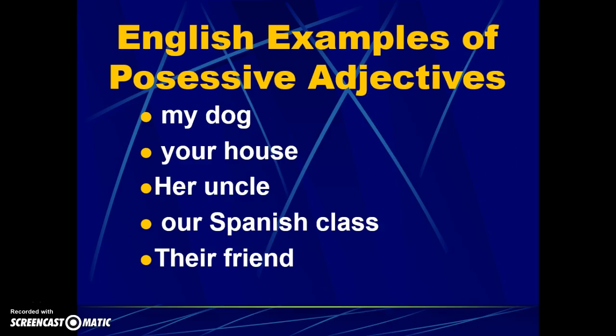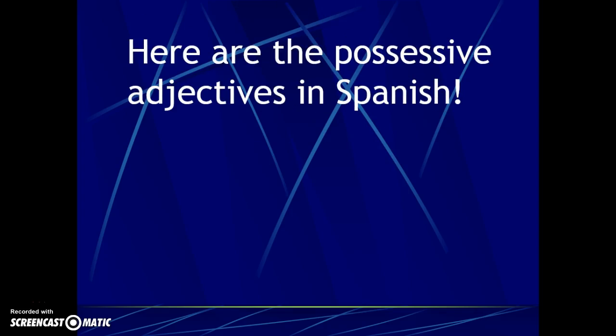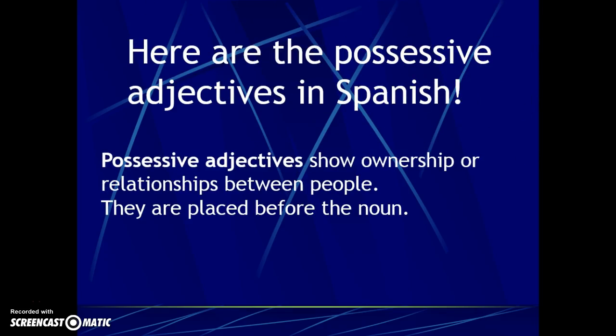Well, let's look at an English example first. So, my dog, your house, her uncle, our Spanish class, their friend. So, here they are in Español. Okay, first you need to know that they show ownership or relationships between people. So, they're placed before the noun. So, let's arrow over. Make a note of that. They're placed before the noun, just like in English. My dog, right? Your cat, they're placed before the noun.